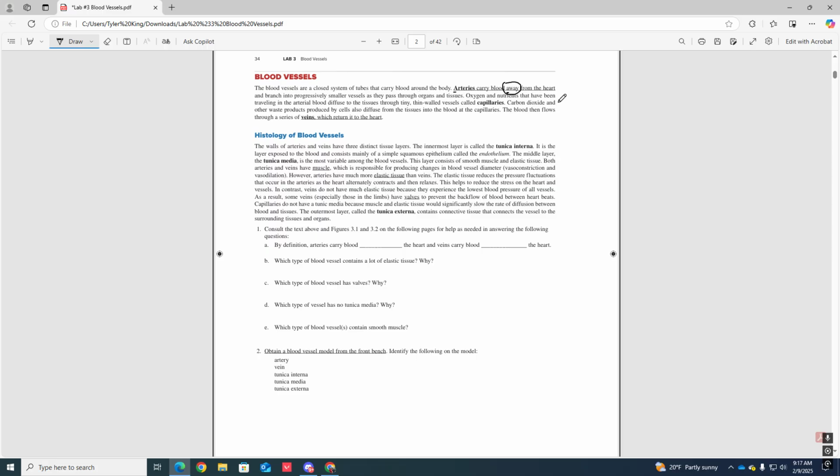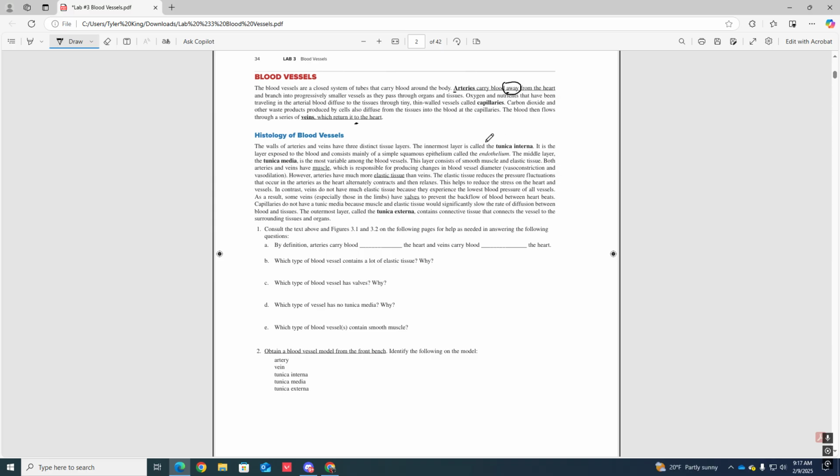Oxygen and nutrients that have been traveling in the arterial blood diffuse through the tissues through tiny, thin-walled vessels called capillaries, okay? And then after that, the carbon dioxide and other waste products produced by cells will diffuse also back into the capillaries. And then that blood will flow through a series of veins, which return it to the heart. So veins always go to the heart.